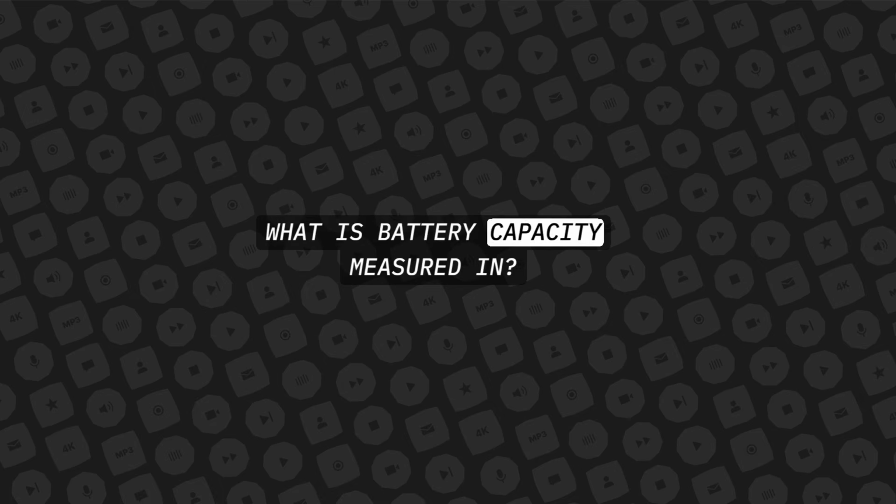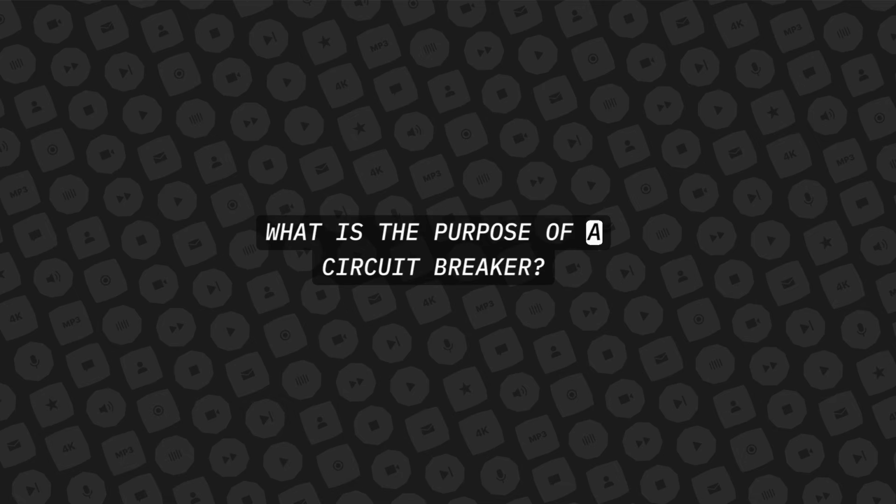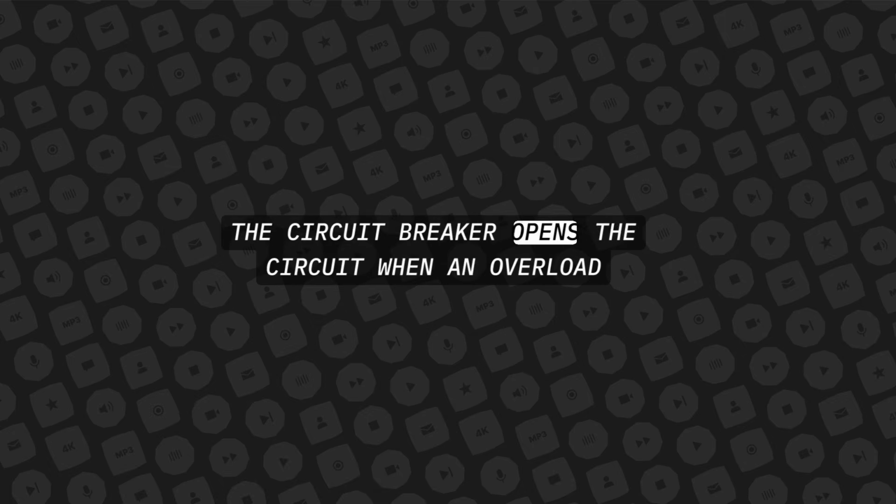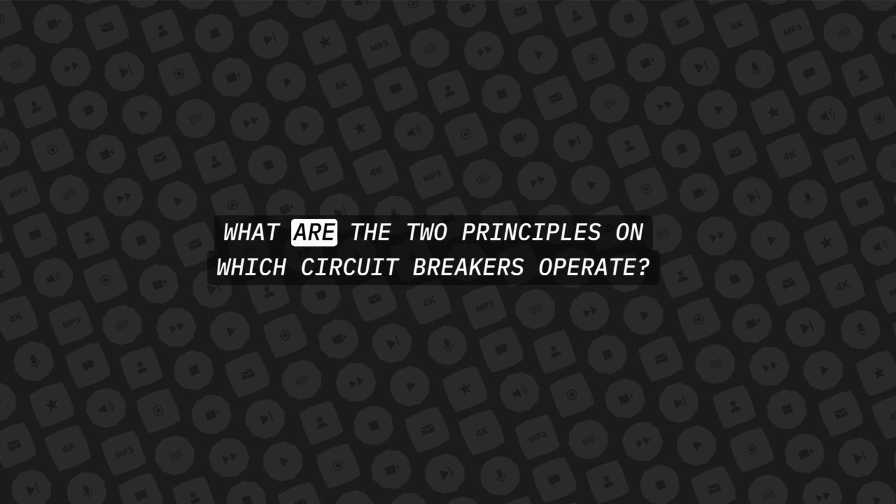What is battery capacity measured in? Amp hours. What is the purpose of a circuit breaker? To protect the circuits and wires from fire. The circuit breaker opens the circuit when an overload exists. What are the 2 principles on which circuit breakers operate?